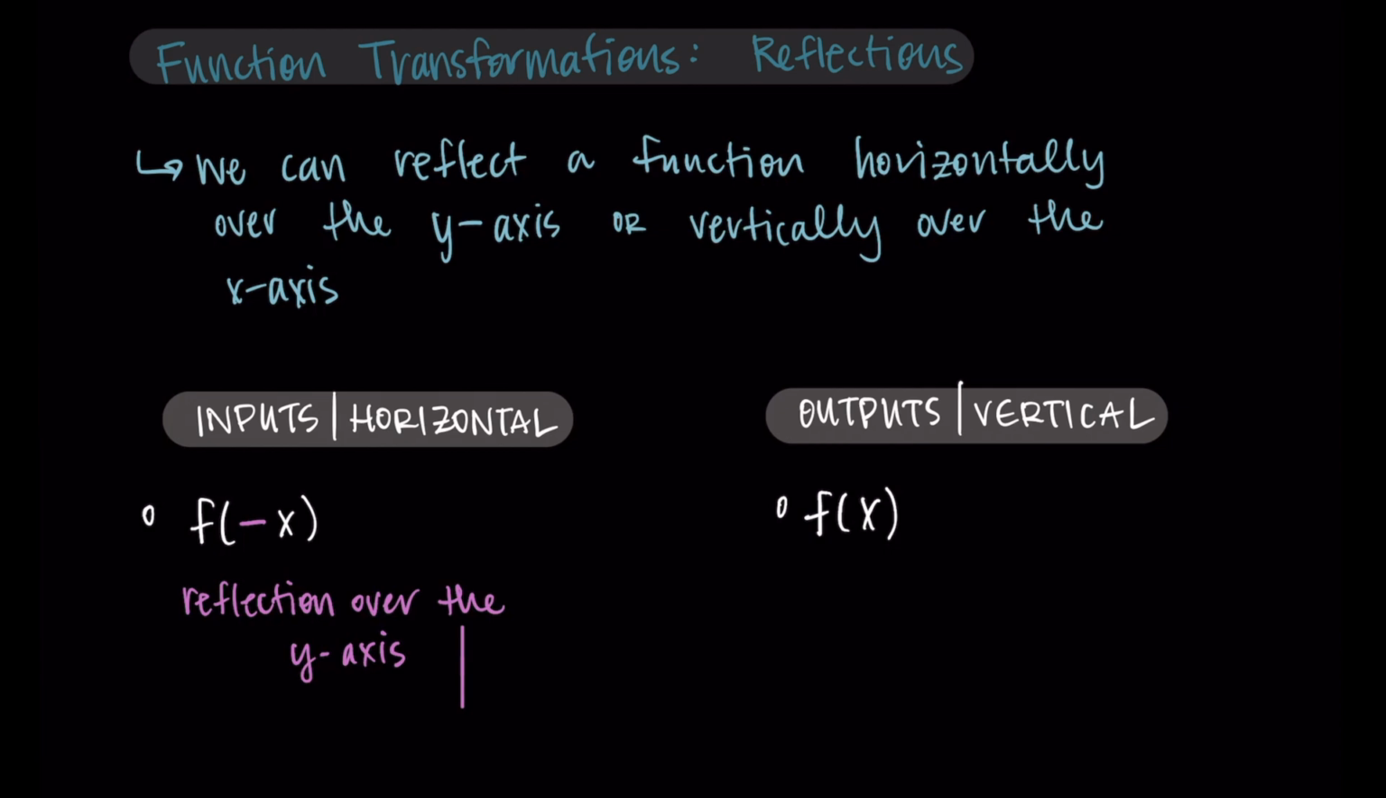I'll show you a graph in a moment, but first let's talk about the output transformation. Here we're affecting the outputs of the function, and so I'm going to put a negative on the outside of my function. So the negative is being multiplied by f of x, the output. This takes all of the outputs and changes their sign. So if an output is positive, it will become negative, and if an output is negative, it will become positive. So here we're reflecting over the x-axis. That's our vertical reflection. All the points above the x-axis will move below it, and the ones below it will move above.